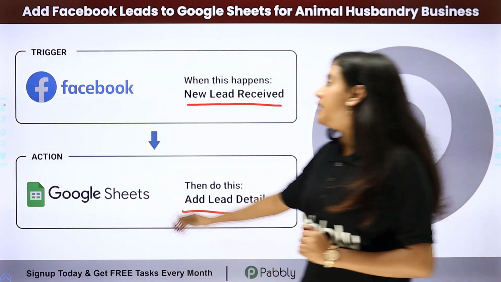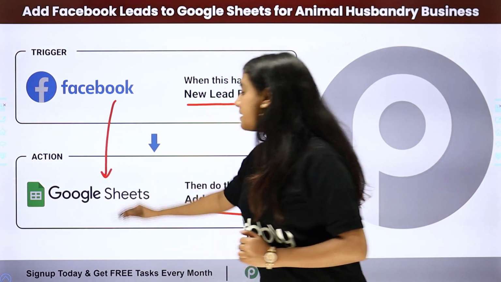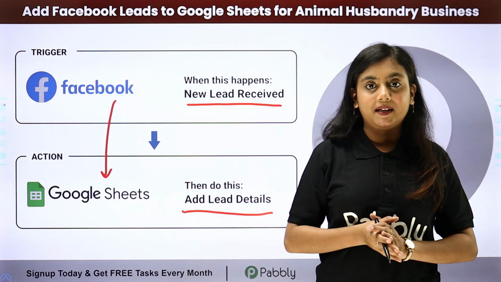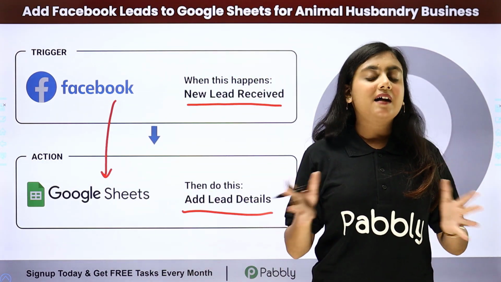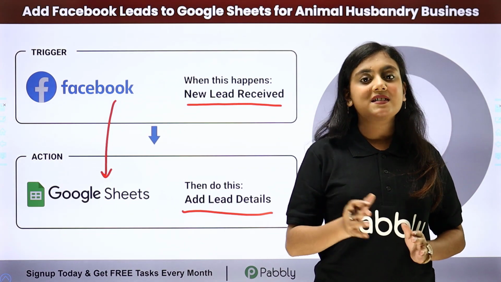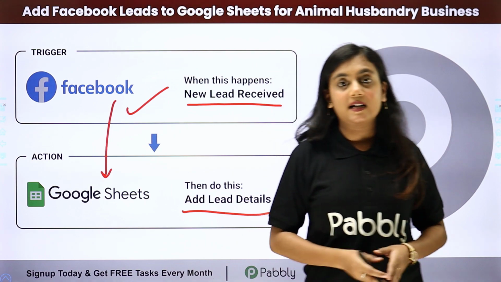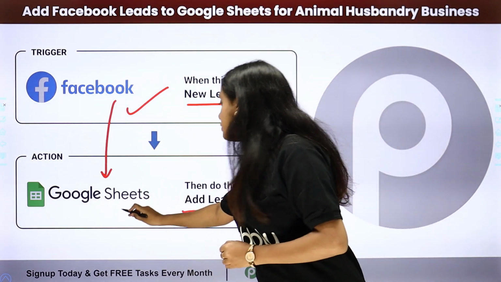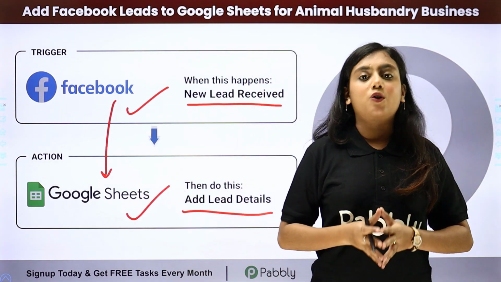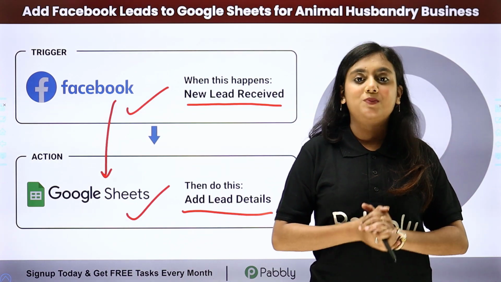For that, I need to create an automation between Facebook lead ads and Google Sheet with the help of Pabbly Connect. In Pabbly Connect, to start an automation process, we need triggers and actions. In this process, our trigger application is going to be Facebook lead ads and my action application is going to be Google Sheets. To learn this automation process, let me take you all to my screen.